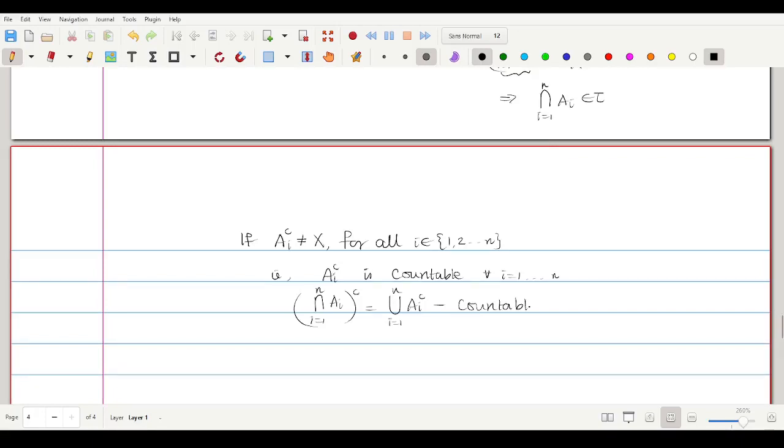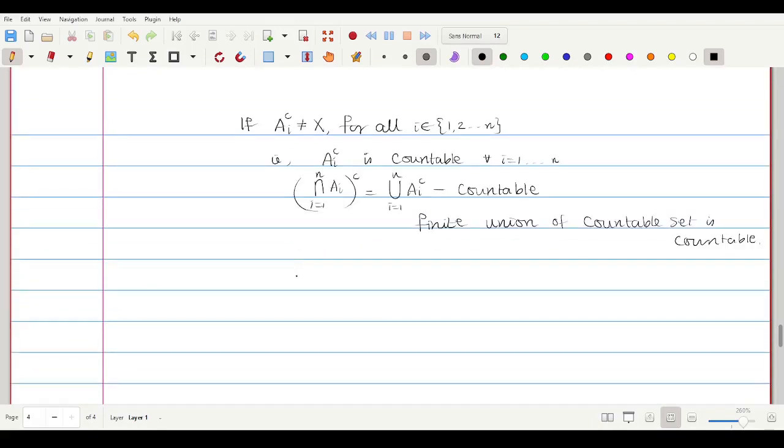Why is it countable? We know that a finite union of countable sets is countable. In fact you can even take a countable union. Okay, we know that a finite union of countable sets is countable. So this implies that the intersection of all i equal to 1 to n of capital Ai belongs to tau.